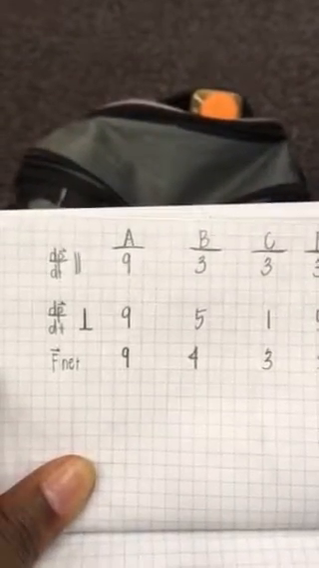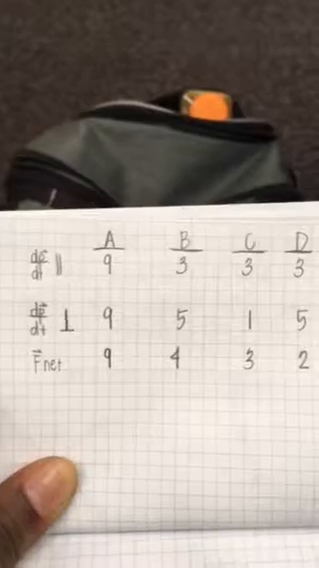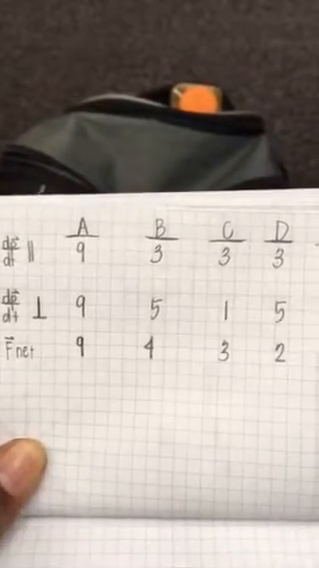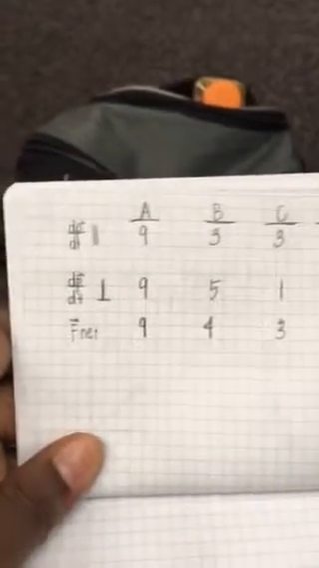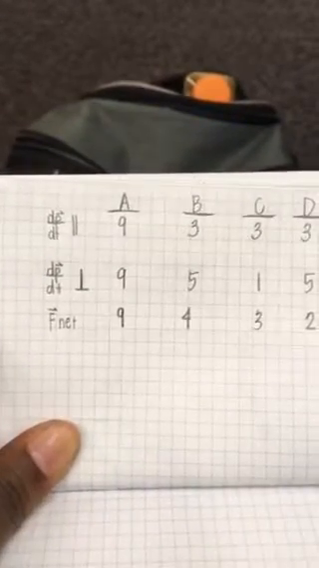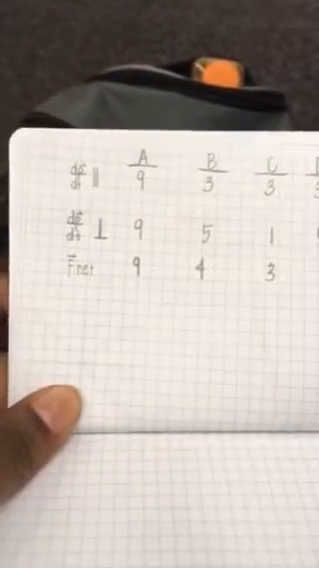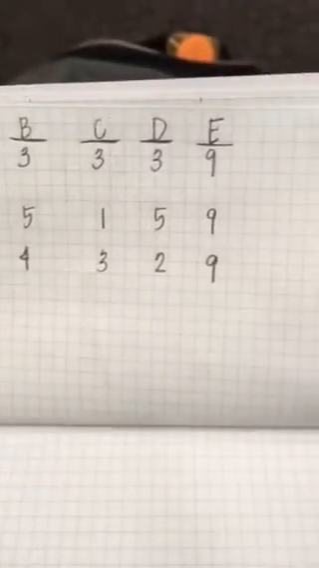So using that information, I got the following answers for dp/dt in the parallel direction. At point A, it's 9, point B is 3, point C is 3, point D is 3, point E is 9. The perpendicular direction, point A is 9, point B is 5, point C is 1, point D is 5, and point E is 9. And finally, the net force at point A is 9, at point B is 4, at point C is 3, at point D is 2, and at point E is 9.